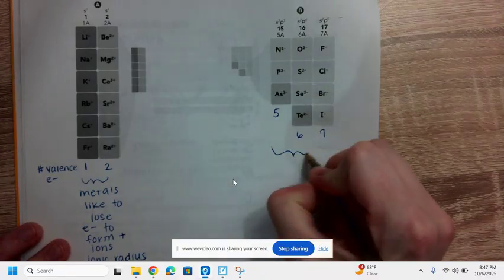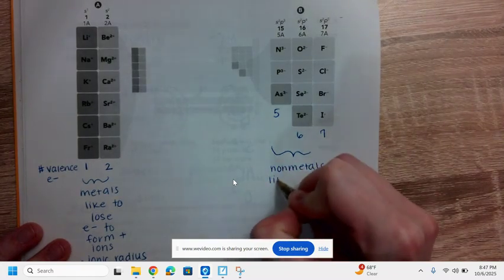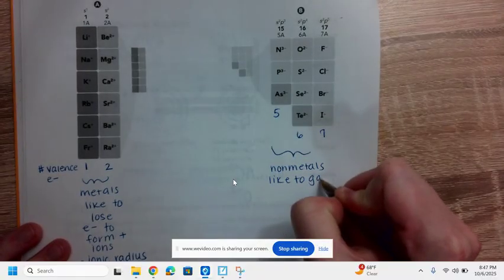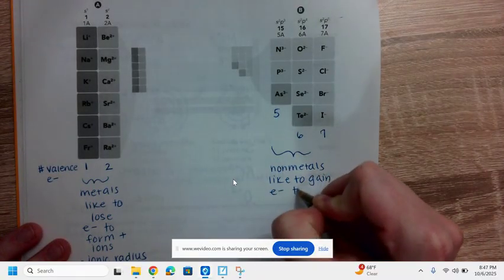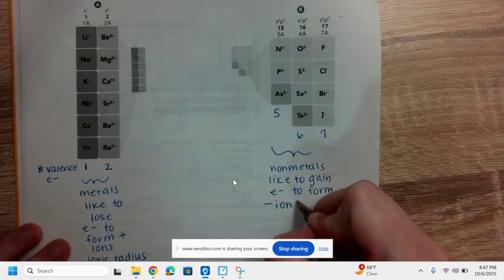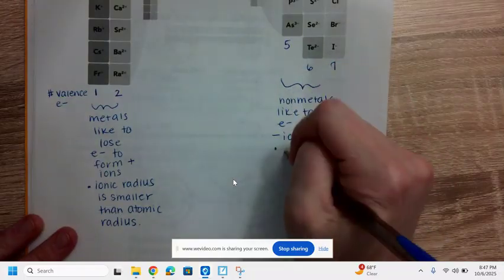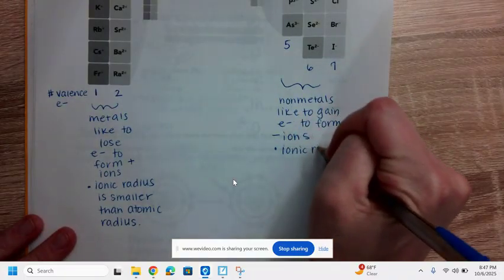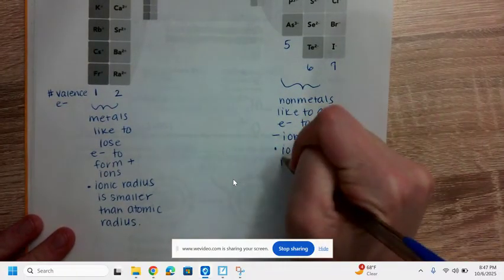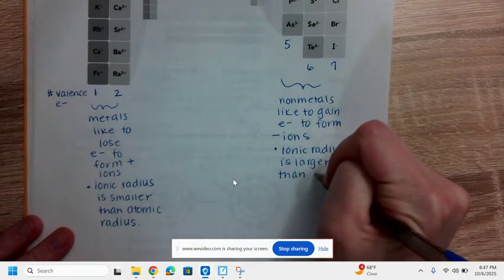These are all your nonmetals. They like to gain electrons to form negative ions. Because they are gaining electrons, their ionic radius, when they form an ion, is larger than the atomic radius.